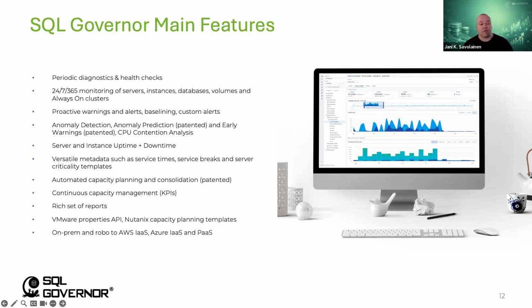Then there are different kinds of prediction functionalities, like anomaly detection, which tells what deviates from the baselines. But then we have anomaly predictions, which is unique. That is a feature that tells not only what the anomalies were, but what the future anomalies are most likely going to be.